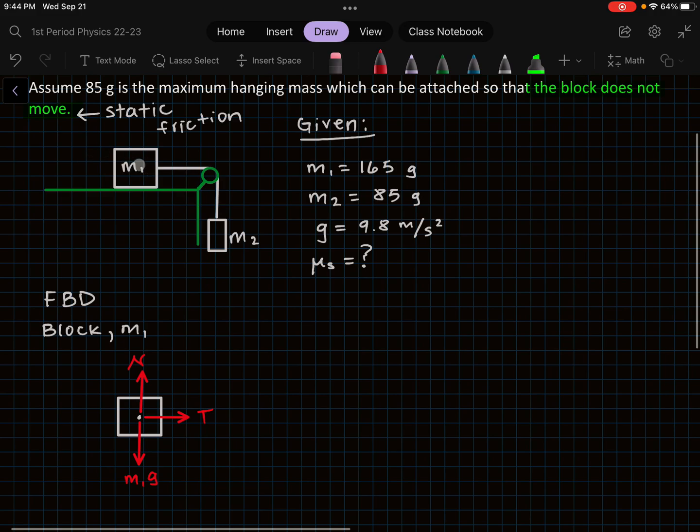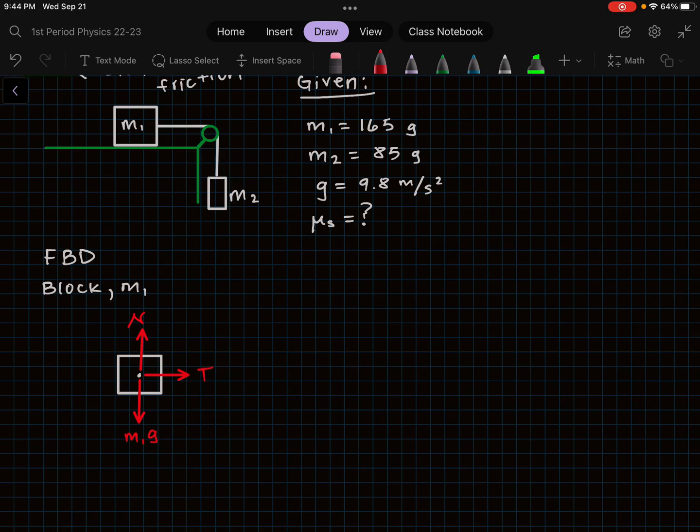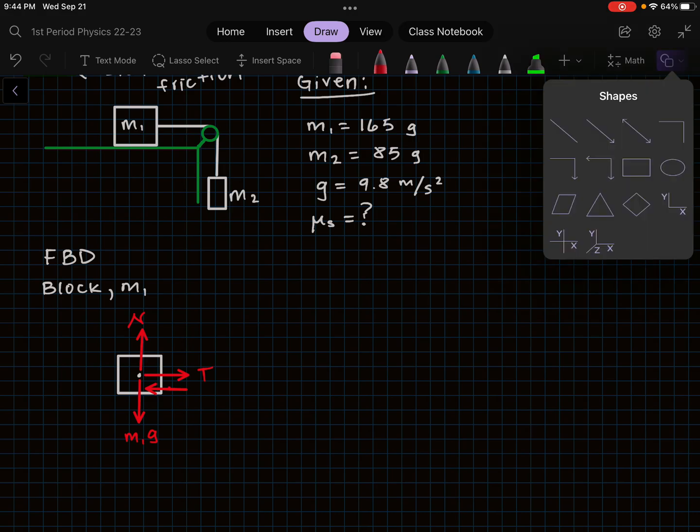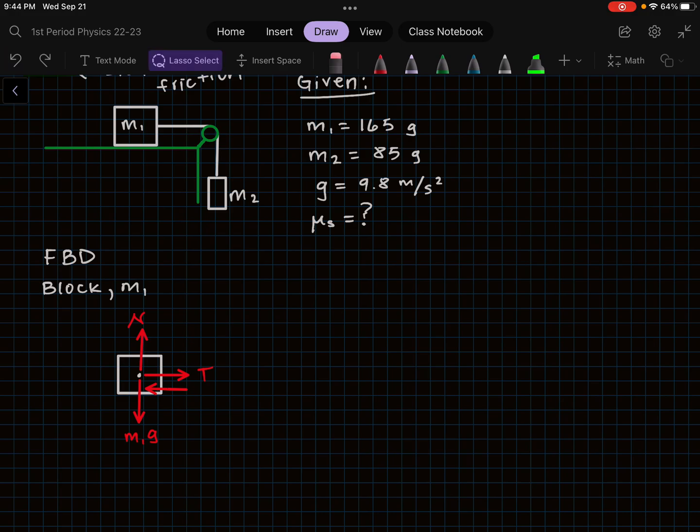So tension wants to pull the block to the right, but friction is resisting, right? It's acting against, which means the force is towards the left. So again, they have to be equal and opposite. We have no motion, so we have to make sure they have the same magnitude. And we'll move this one over here, and we said we have static friction.